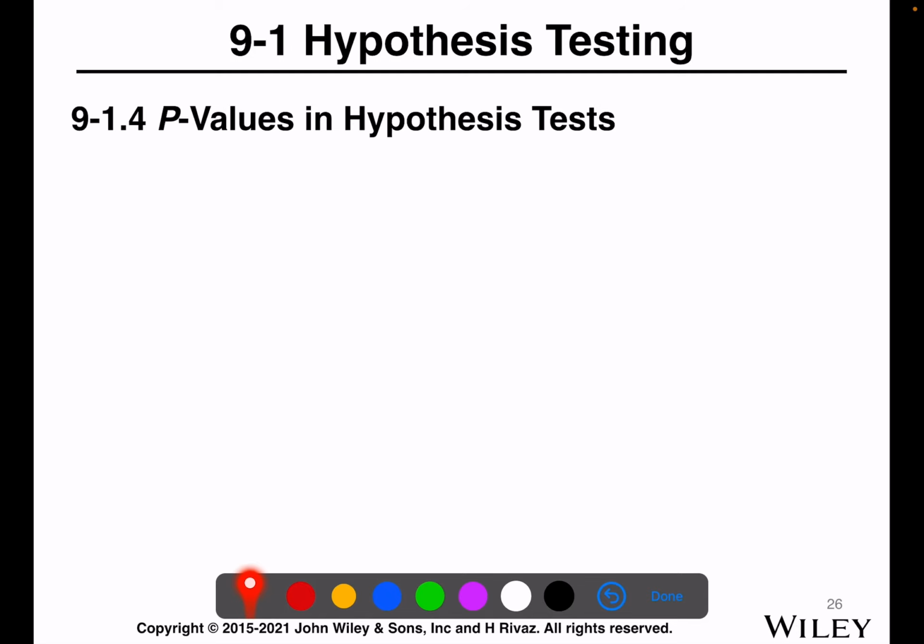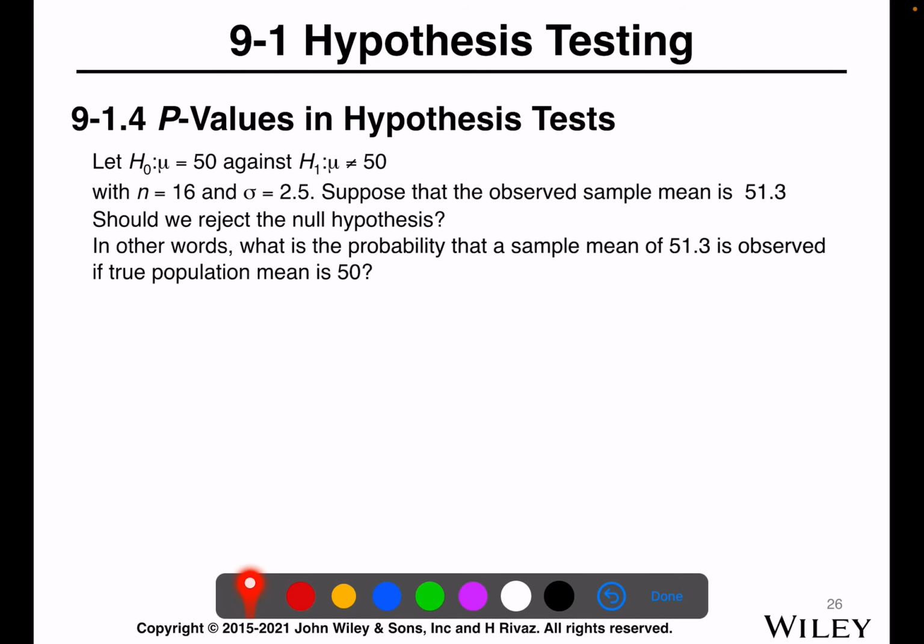So let's basically look at an example. Let H0 be 50 against H1 that's not 50, right? And let's say we have 16 samples, and the standard deviation of the population is 2.5, and suppose that the observed sample mean is 51.3. Should we reject the null hypothesis, right?